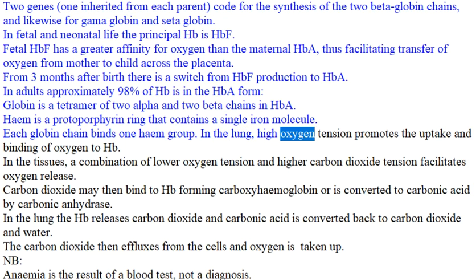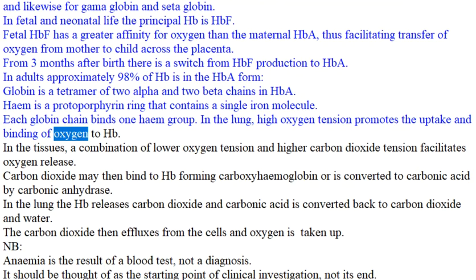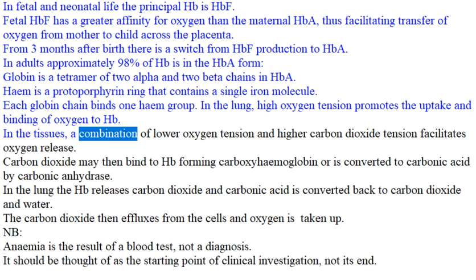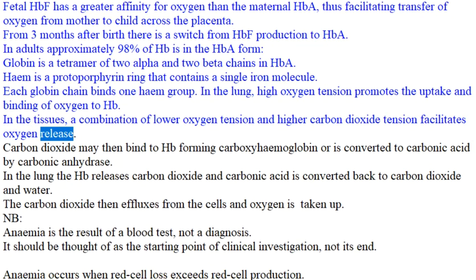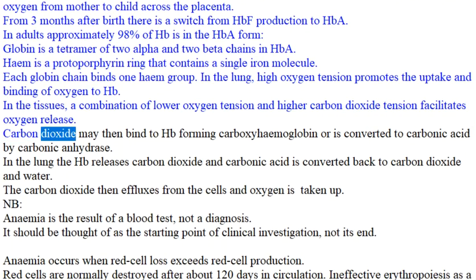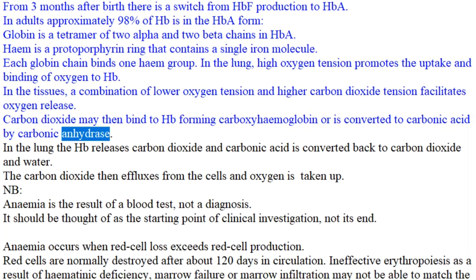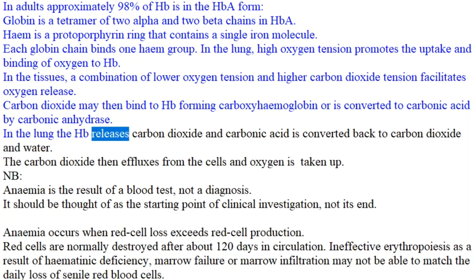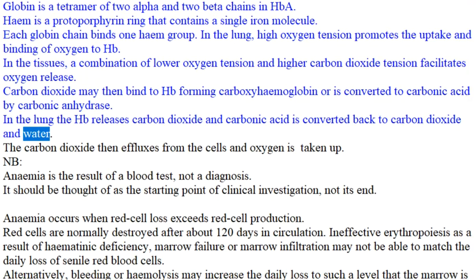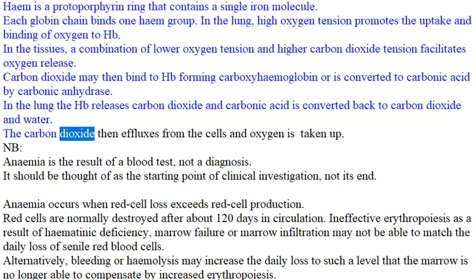In the lung, high oxygen tension promotes the uptake and binding of oxygen to Hb. In the tissues, a combination of lower oxygen tension and higher carbon dioxide tension facilitates oxygen release. Carbon dioxide may then bind to Hb, forming carboxyhemoglobin, or is converted to carbonic acid by carbonic anhydrase. In the lung, the Hb releases carbon dioxide and carbonic acid is converted back to carbon dioxide and water. The carbon dioxide then effluxes from the cells and oxygen is taken up.